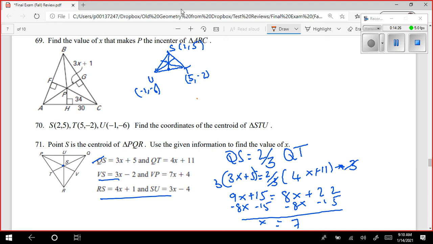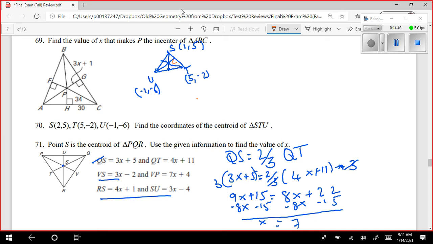Let me call this centroid as C. I want the coordinates of this particular centroid C. For that, let's get two lines at the point of intersection that will work. So for example, if this is (-1, -6), and this is (5, -2), the coordinates of this are nothing but the midpoint of these two.